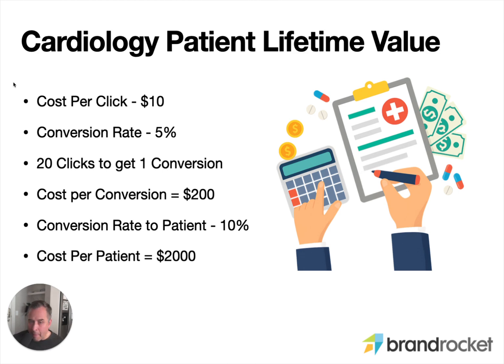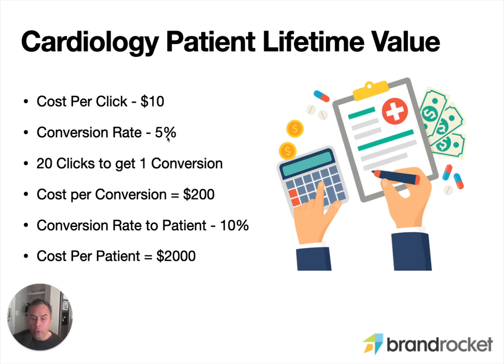And here's how the math could look. Okay, and this is actually very realistic. So cost per click, $10. Again, depends on the market, Dallas versus Boise, right? But a lot of times I see cost per click in this range. So we're going to say cost per click, $10. So somebody clicks on your ad, it costs you $10.